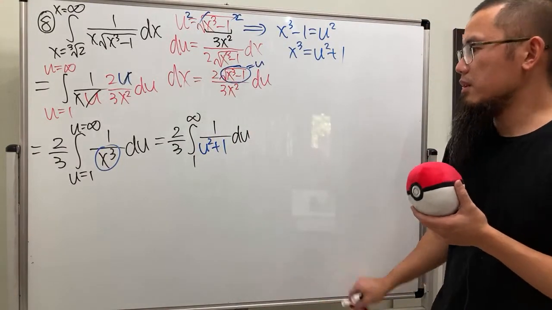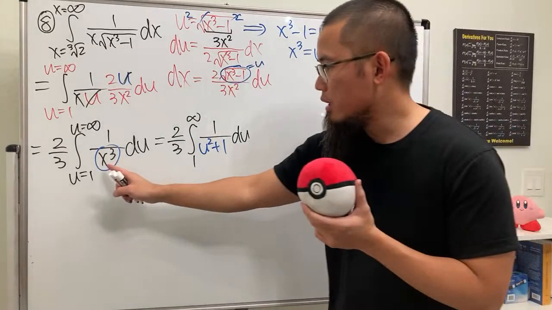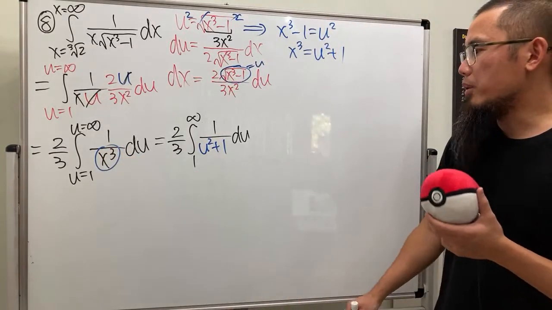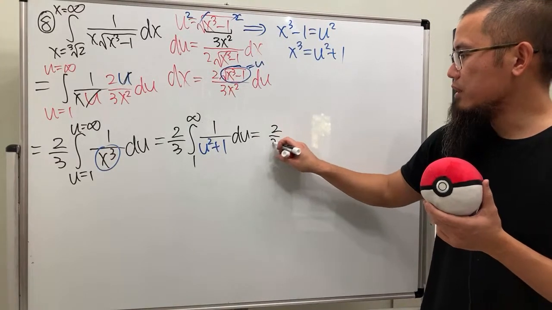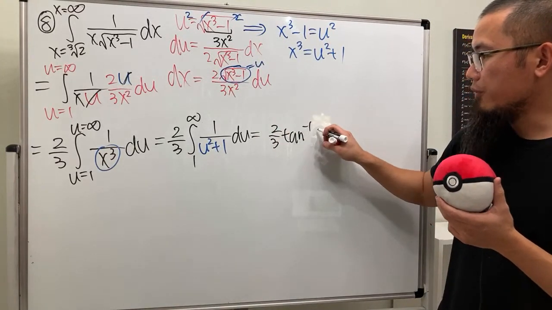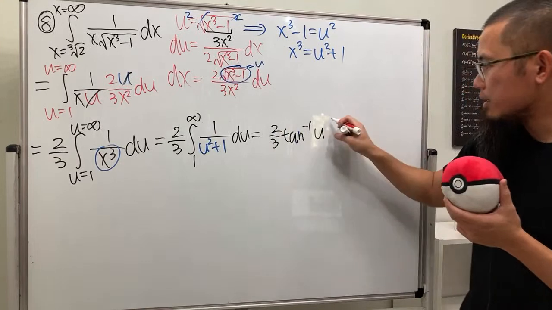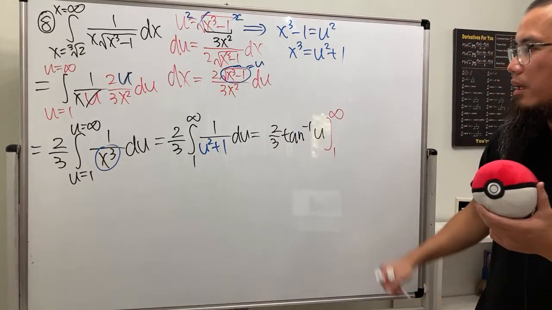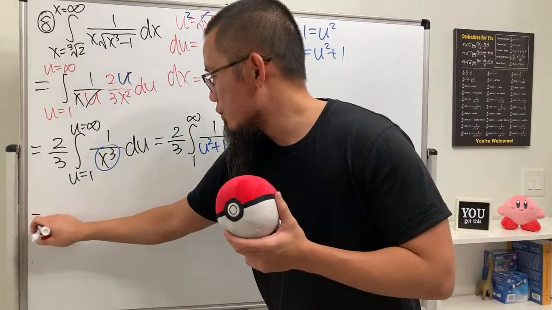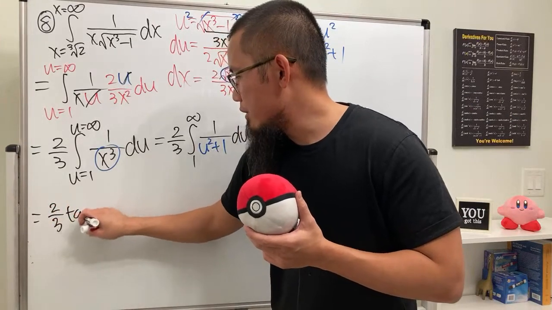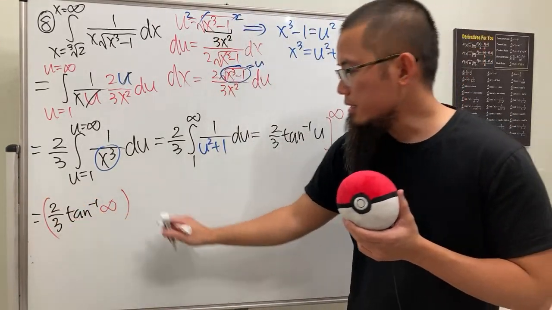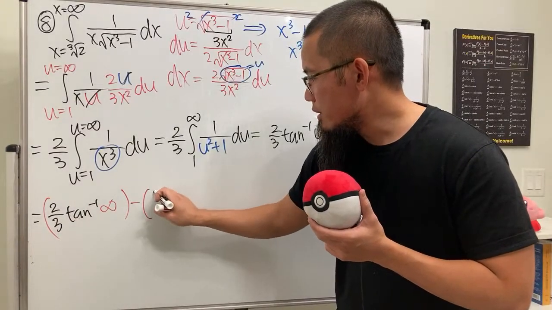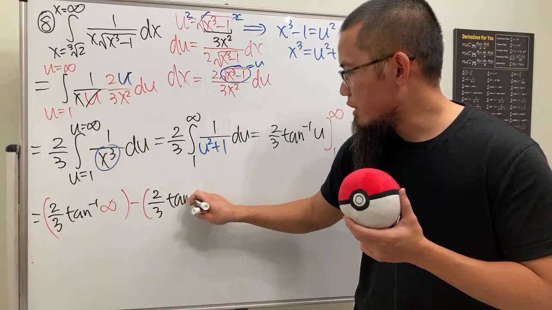So that will be a common mistake, if you just integrate this as x to the negative 3 power. And then if you integrate that, you get inverse tangent. So we have 2/3 inverse tangent of u, and then just plug in numbers, right? So we have the 1 and also the infinity. So let's plug in infinity first. So we have 2/3 inverse tangent of infinity. So that's the first part. And then minus 2/3 inverse tangent of 1.